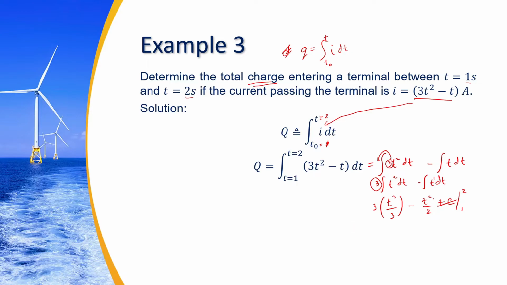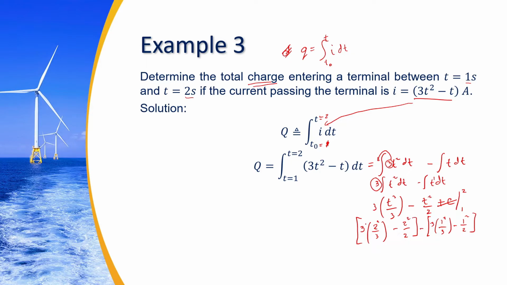So, ano ibig sabihin niyan? Substitute mo daw itong 2 sa t at yung 1 sa t. Okay? So, gawin natin. Mangyayari, 3 multiplied by 2 cube over 3 minus 2 squared over 2. Ayun yung para kay time 2. Pero, yung minus natin siya kay time 1. Okay, so 3 multiplied by 1 cube over 3 minus 1 squared over 2.